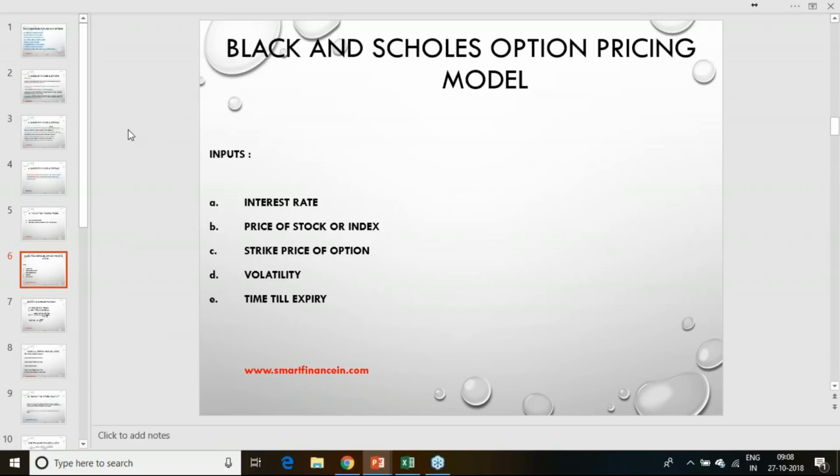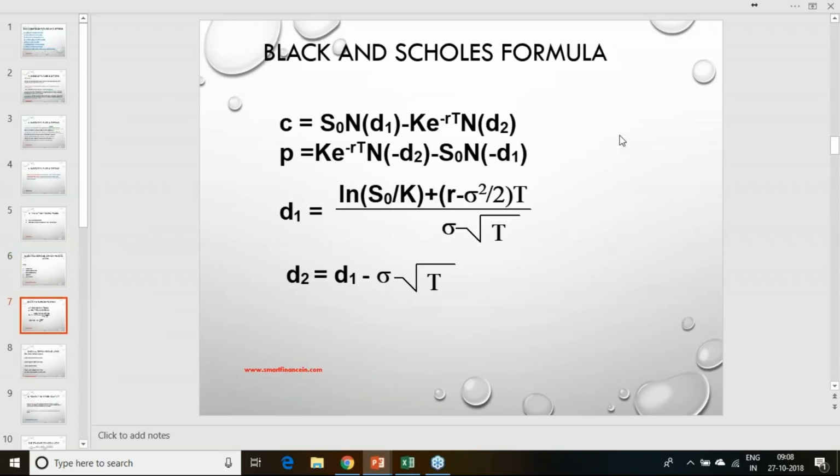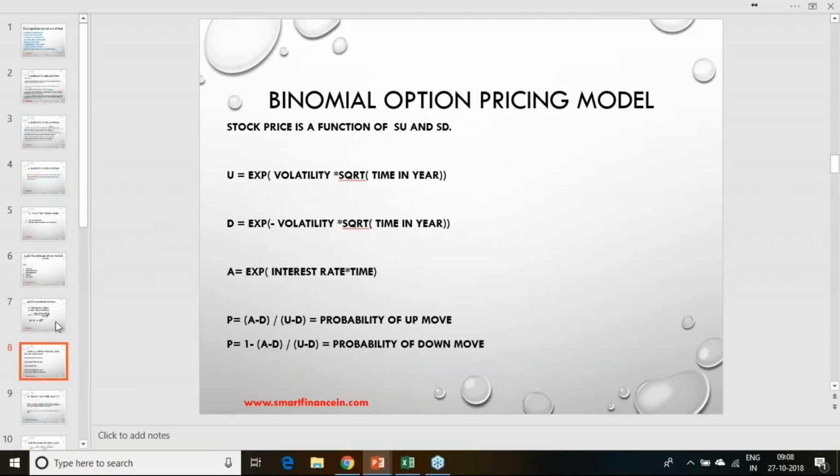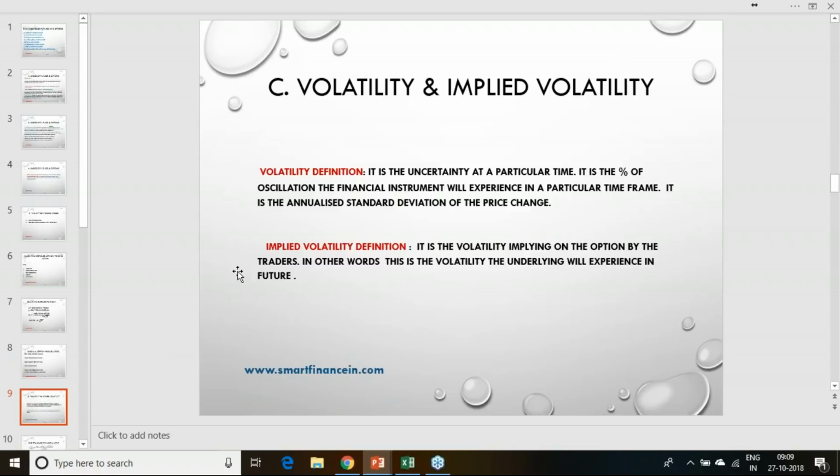Then to calculate the option's premium, you have a very huge formula. I will not go into that formula. This is how the formula looks. Do not worry about that. As I told you, you as a trader don't need to understand this formula. In the same way, the binomial option model also has one formula. As a trader, you don't require to understand this either.